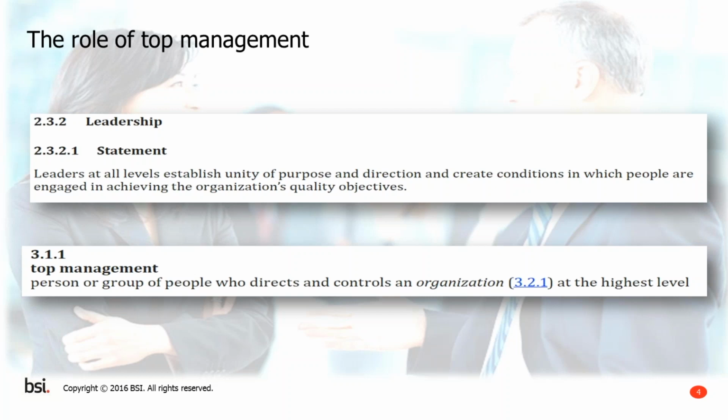And what do we mean by top management? The definition of top management is person or group of people who directs and controls an organization at the highest level. And by the way, these definitions are out of ISO 9000-2015. That is the standard which provides fundamentals and vocabulary. Basically, it includes a dictionary for the terms used in ISO 9001.